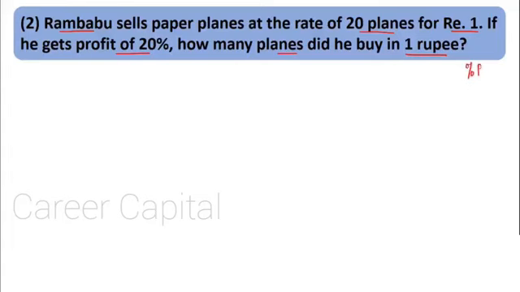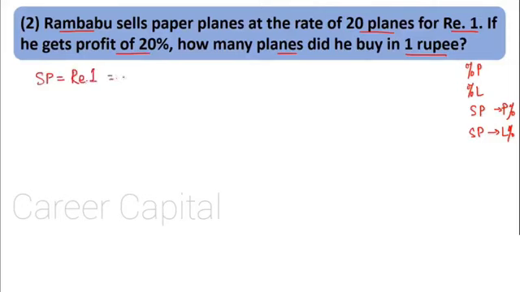We saw the formulas for profit percent and profit loss, and we saw how to find the selling price when the profit percent is given, and when the loss percent is given, right? Now, Ram Babu sells paper planes at the rate of 20 planes for rupee 1. So the selling price for 20 planes is rupee 1. Okay, and what is the selling price?